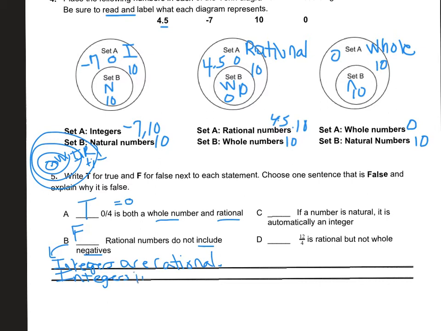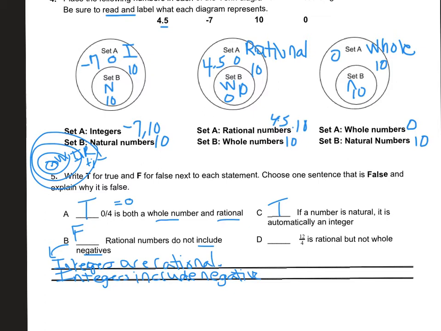Integers include negative numbers. Sorry, it's a little hard to write with this. Okay, letter C. If a number is natural, it is automatically an integer. Well, I'm going to agree. It is. If I'm a natural, I belong to the integer family.